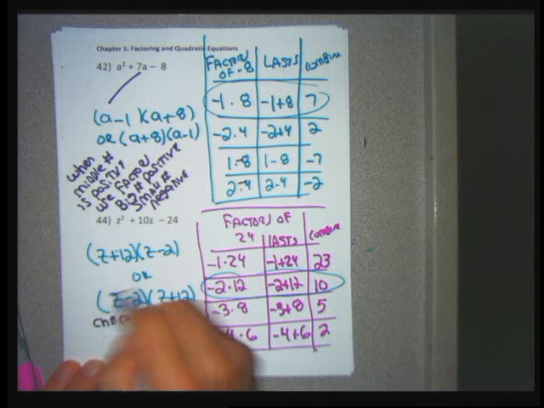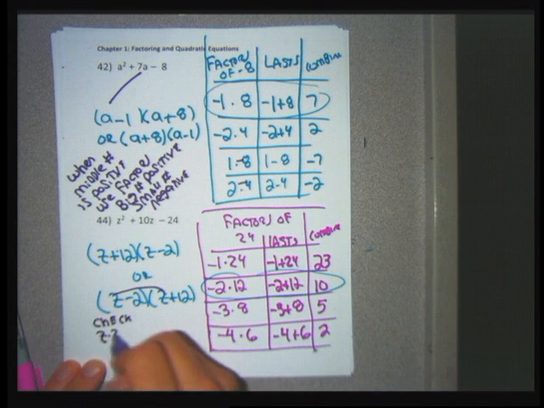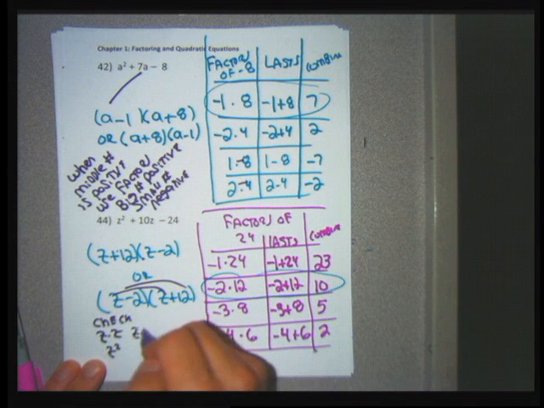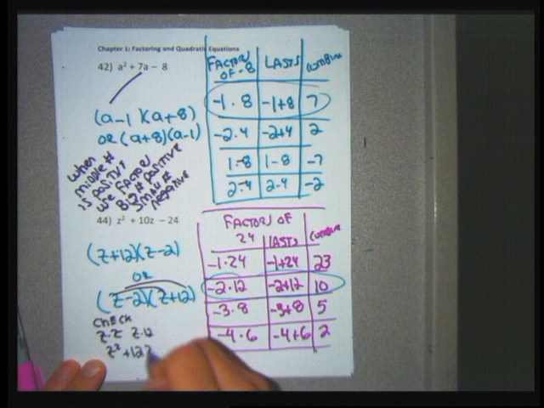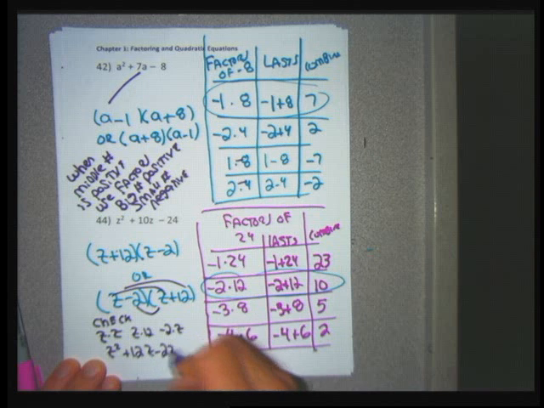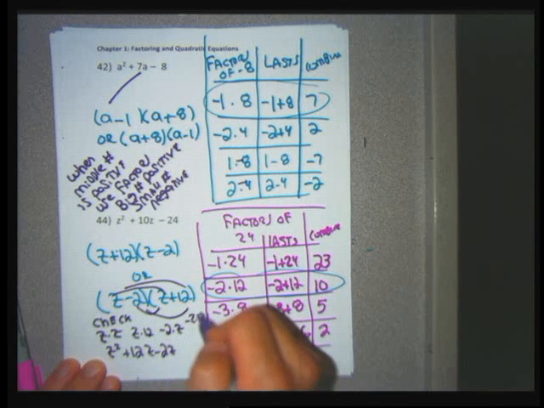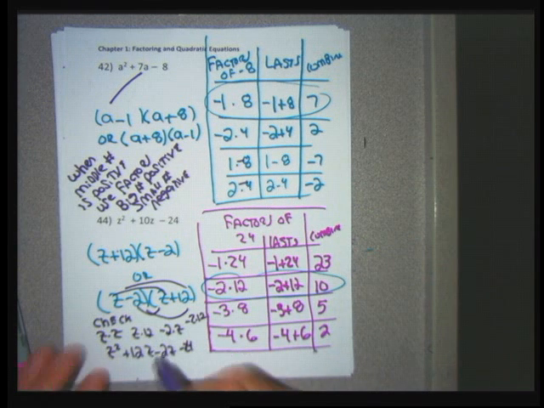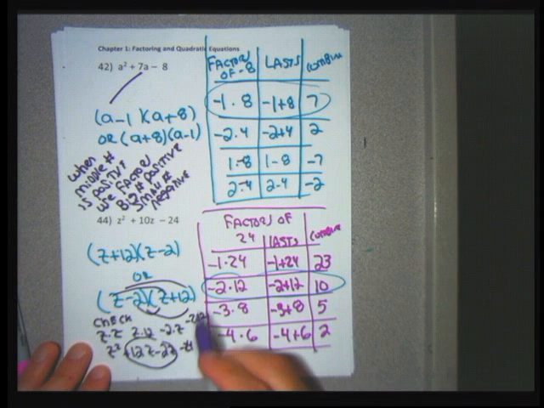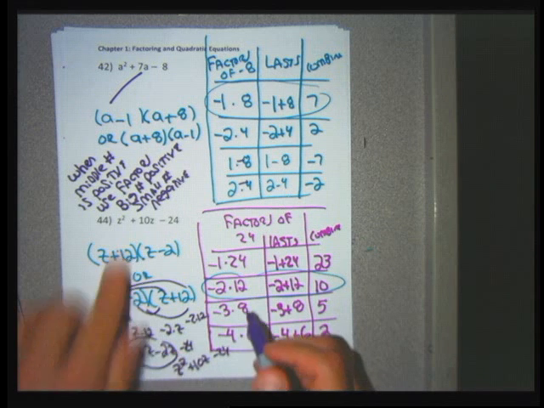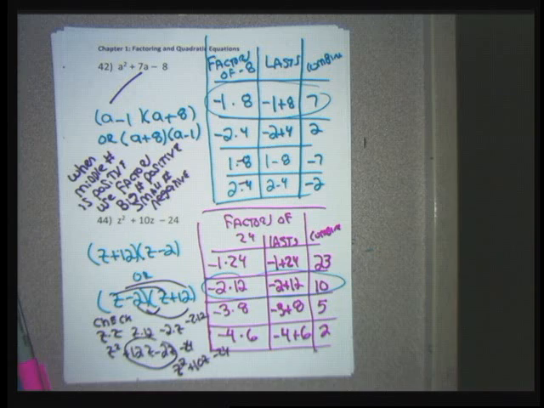To check, I'd FOIL. Firsts are z times z, which is z squared. Outers are z times 12, which is plus 12z. Inners are -2 times z, which is -2z. Lasts are -2 times 12, which is -24. The outers and the inners are going to combine. 12 minus 2 gives me a 10, so I'll get z squared, then a positive 10z, and then a -24, which is exactly the original problem, so I feel good about my work.